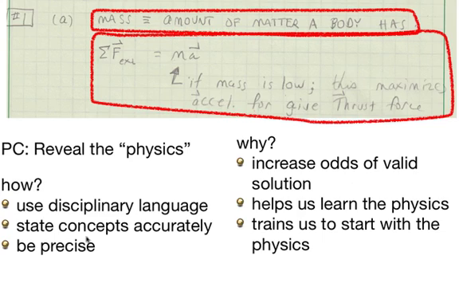Tip 3 is be precise. Notice I subscripted force with external. This is the sum of external forces. I can improve this by subscripting acceleration with a g to indicate acceleration of the center of mass.